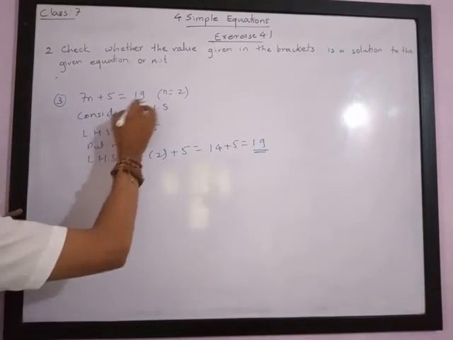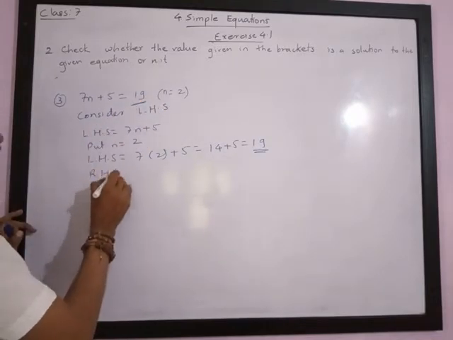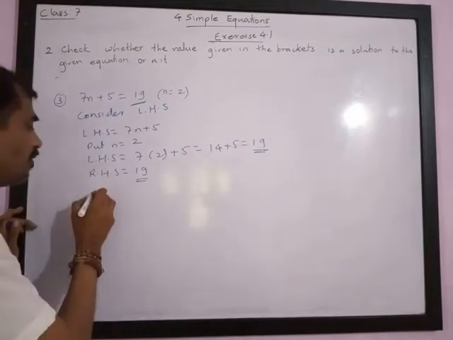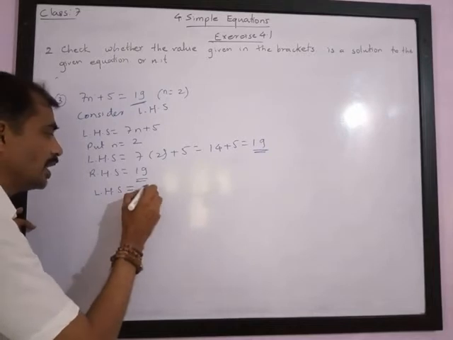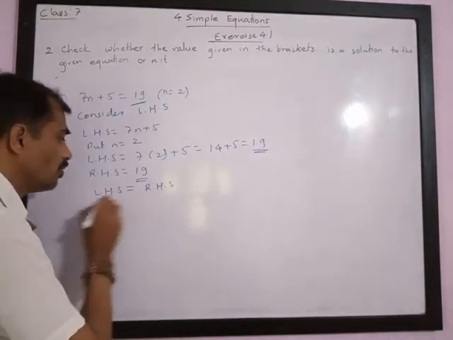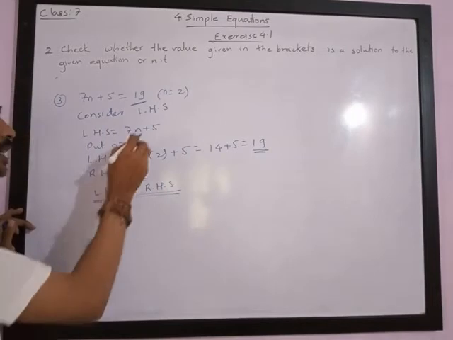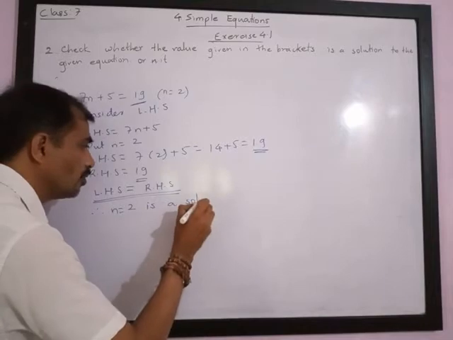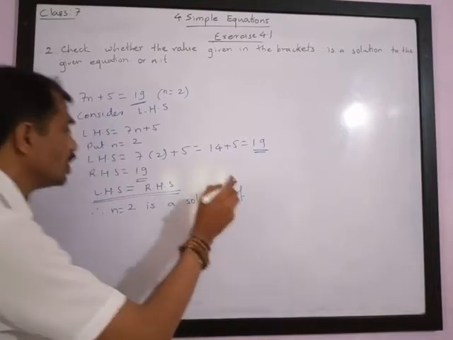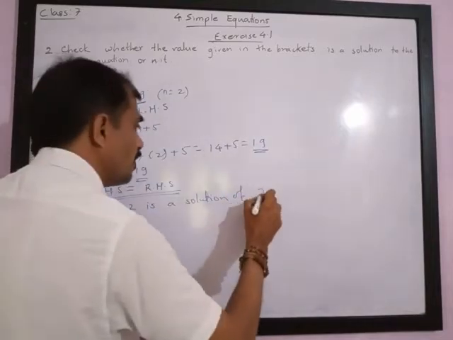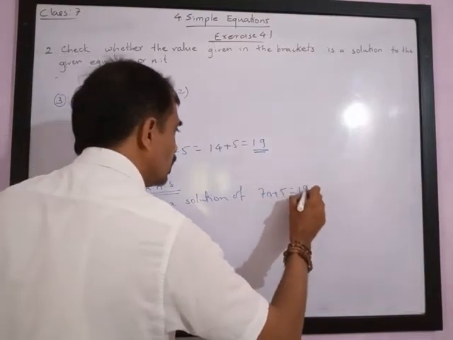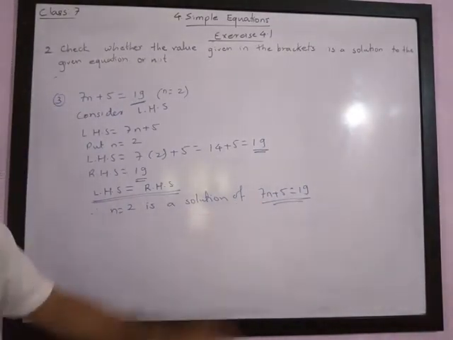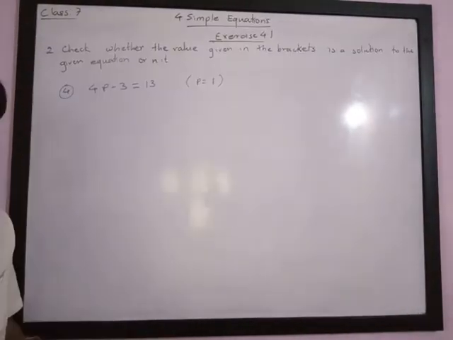Now RHS is also 19. Please note here, you will notice that left hand side is 19, right hand side is 19. It means left hand side is equal to right hand side of the given expression. Therefore, we can say that n is equal to 2 is a solution of the given equation. The given equation is 7n plus 5 is equal to 19.